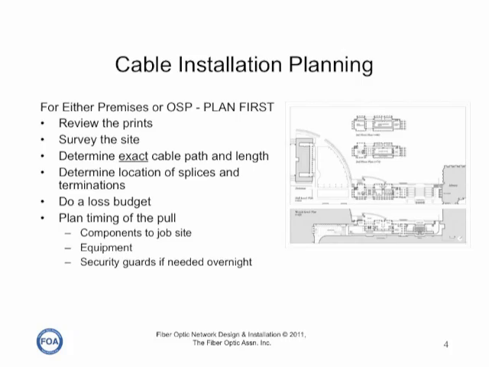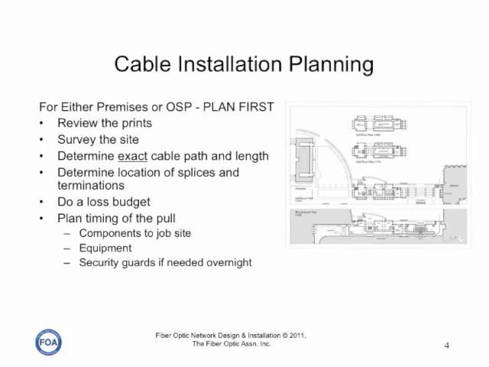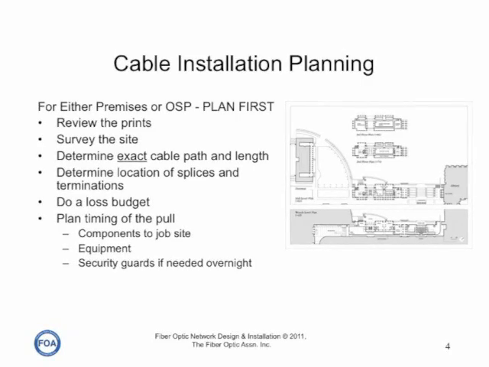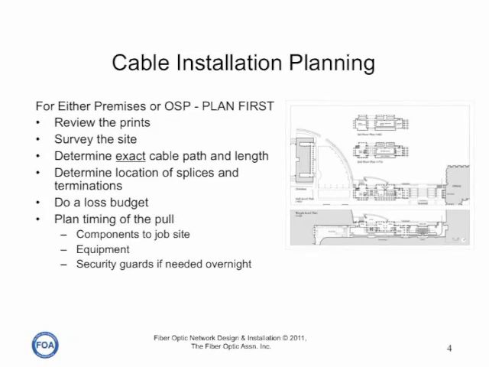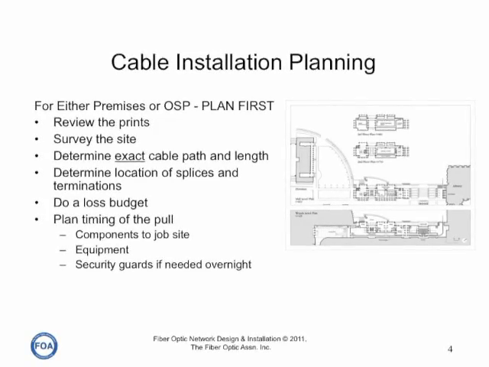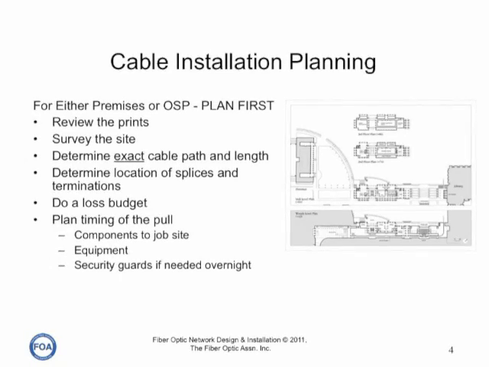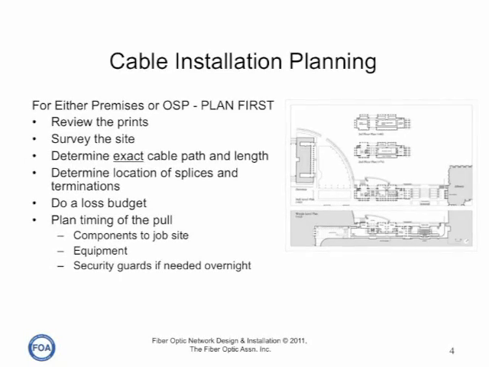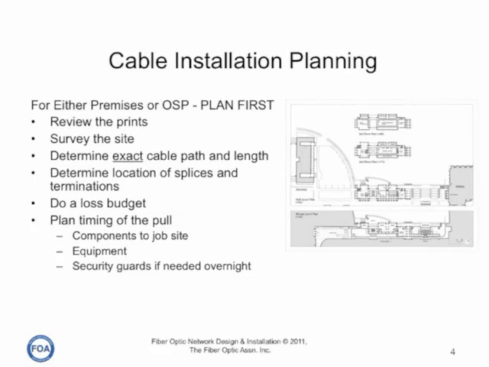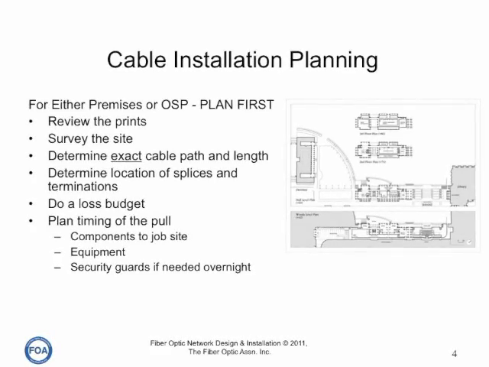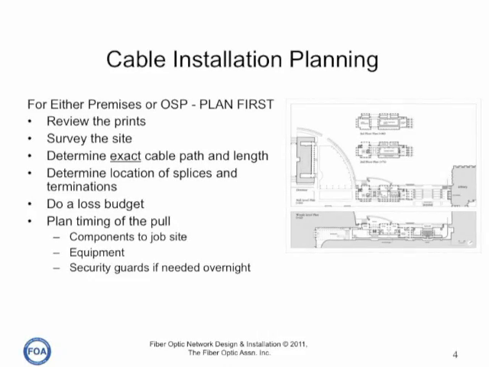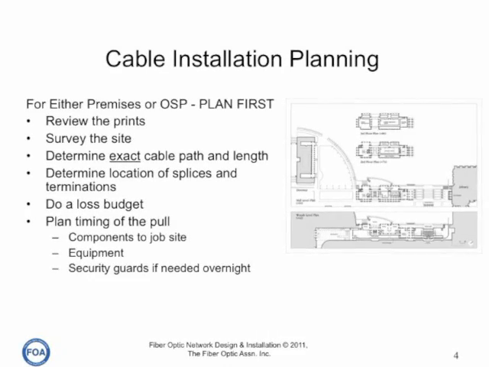Next, we'll want to map the route out in great detail. We'll review the prints or maps and survey the site in person. We want to do it in person and take pictures, so we'll have records that we can refer to later on in the planning process. It's necessary to determine the exact cable path and length, determine the location of splices and terminations, and what hardware is going to be necessary to support those.